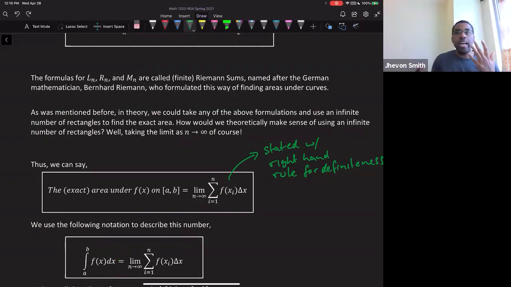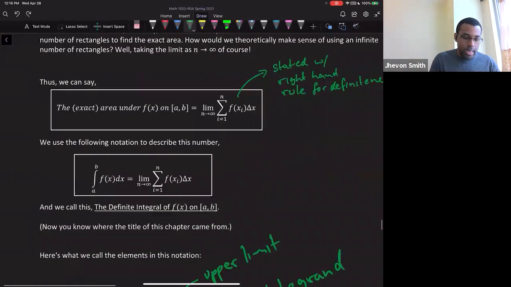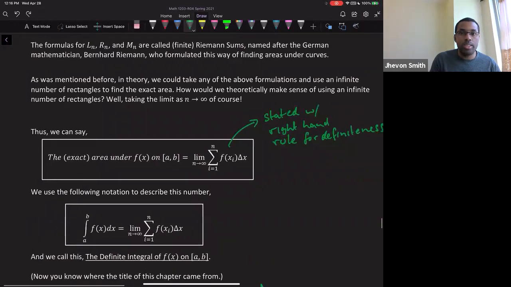So it's kind of like how we have delta x and dx, or delta y and delta x. One is the crude way of just counting stuff. One is the sophisticated way of using limits to find the sum. And that is what we call the definite integral of f of x on [a, b]. So the definite integral is just a Riemann sum with an infinite number of rectangles.